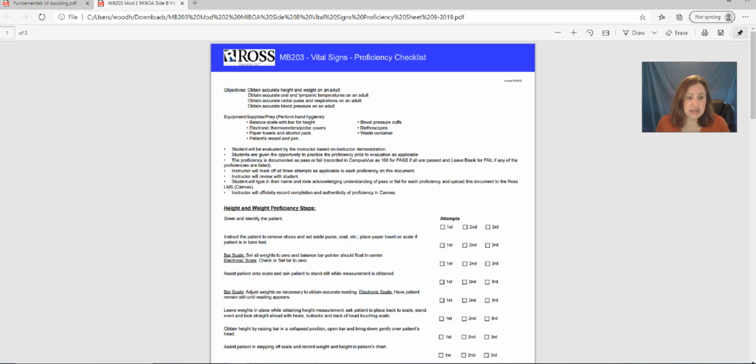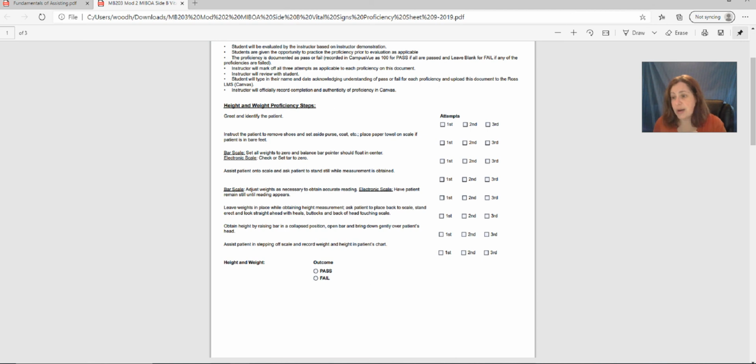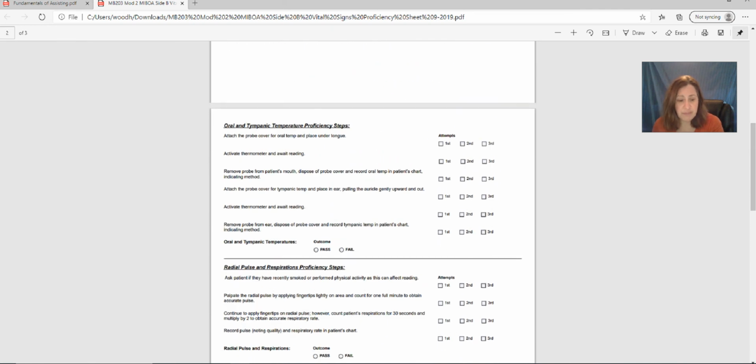And it looks like this. So it tells me here for height and weight, this is what I'm looking for. Did you do all these things? Okay. Pass or fail. And you can have multiple times. There's only first, second, third attempt on here. If you need 10 attempts, that's okay.